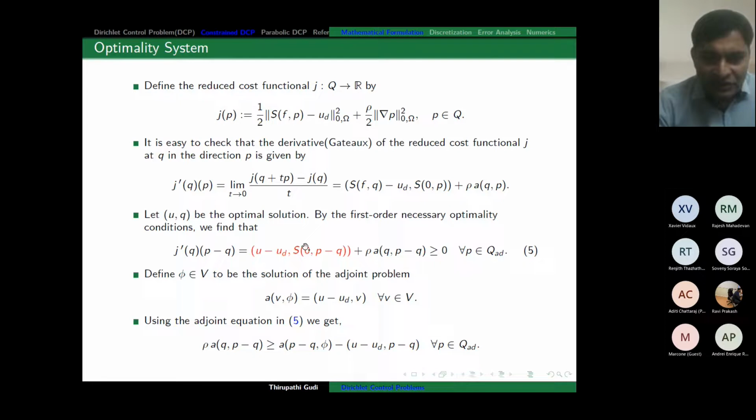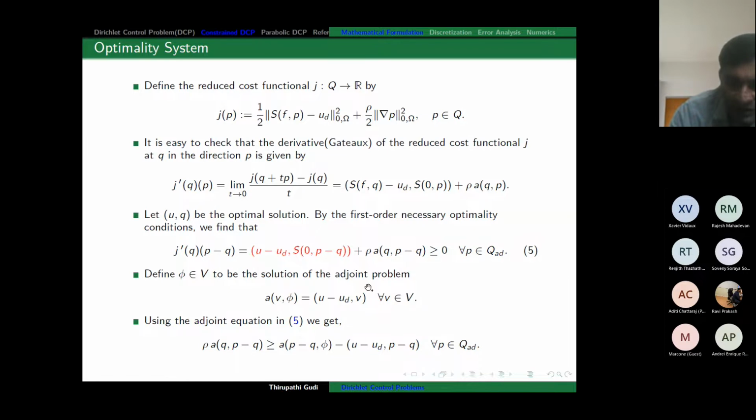Now, because there is a solution operator here, which is not good from the computational point of view, we define the adjoint problem given u minus ud. Because u is known to exist, using that u and the desired state ud, we solve another problem by this. Phi is the solution with right hand side u minus ud, and with zero boundary conditions. Once we have this, we can substitute here u minus ud. We can start with p minus q and subtract S of zero, p minus q, which is also defined internally, so this will have a zero boundary condition.